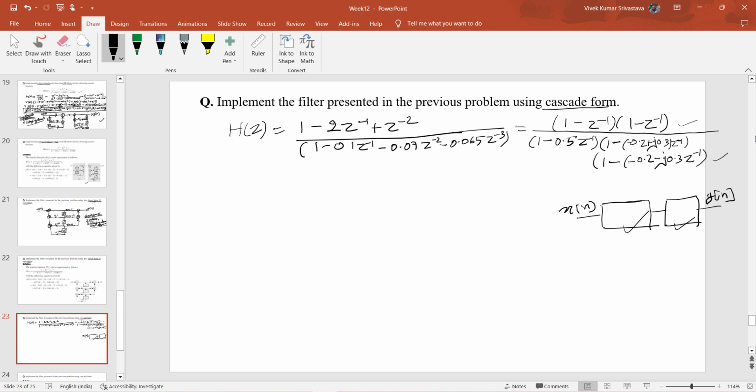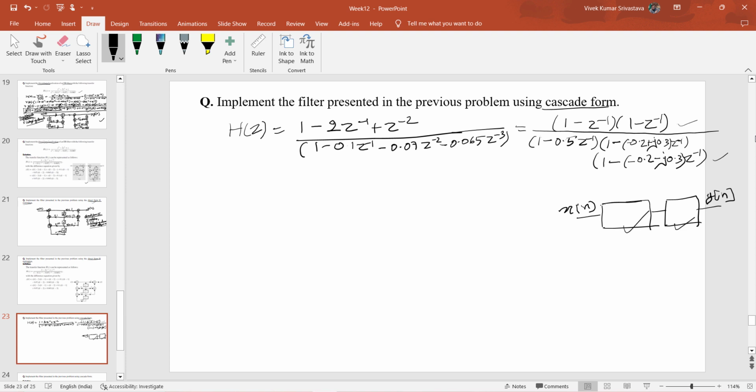One more thing that we have to consider here is that the filter that we are realizing is realized only for real values. It is not realized for complex values. That we have to take into consideration.